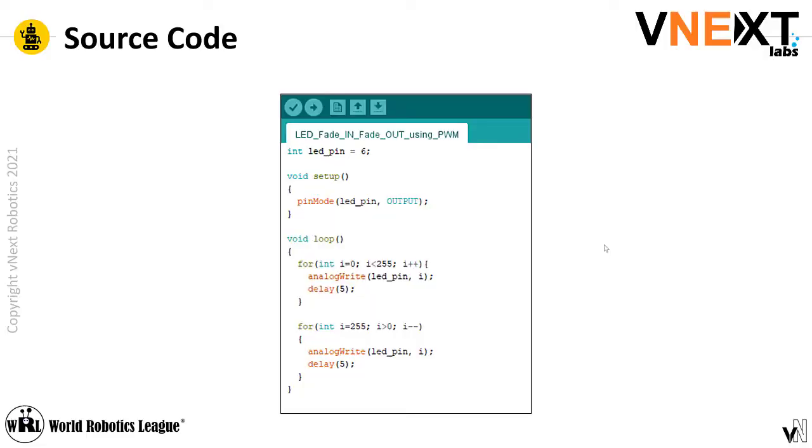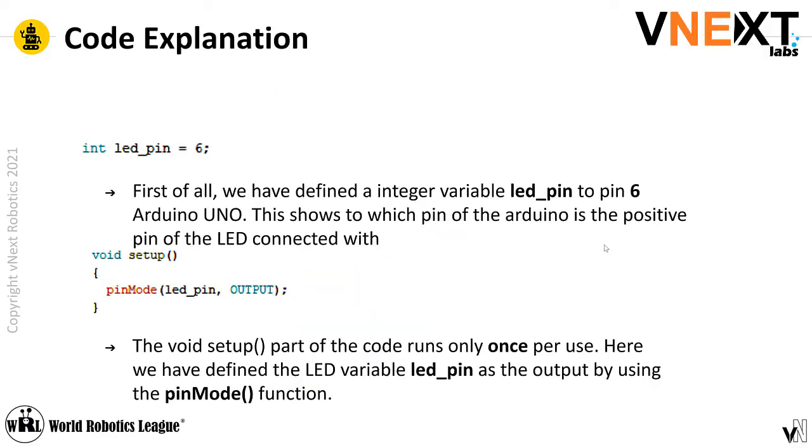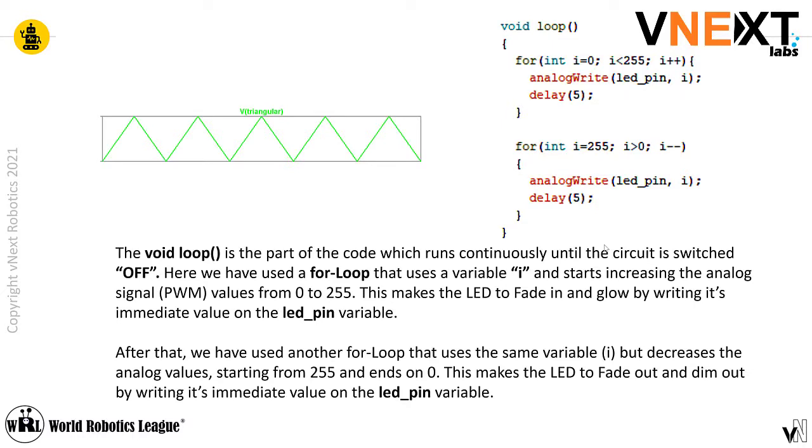Now we are going to write the code. Here we have defined the LED pin variable as the output by using the pinMode function. The code has two for loops. The first loop is responsible for generating a pulse width modulation of different duty cycles, varying from 0 to 255. 255 corresponds to 100% duty cycle.